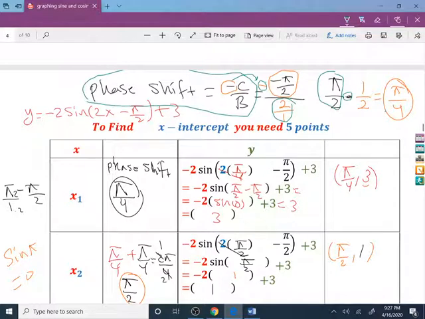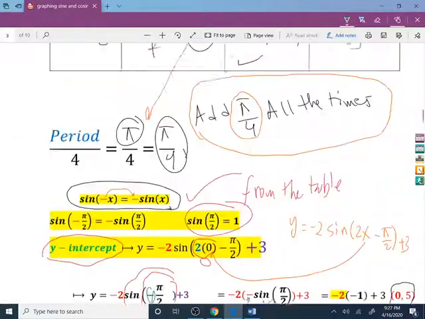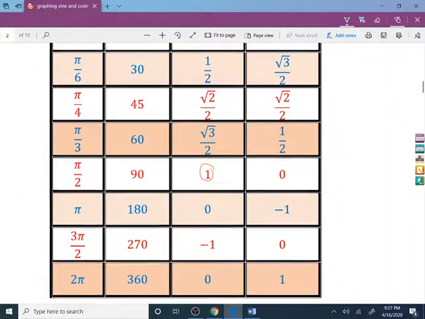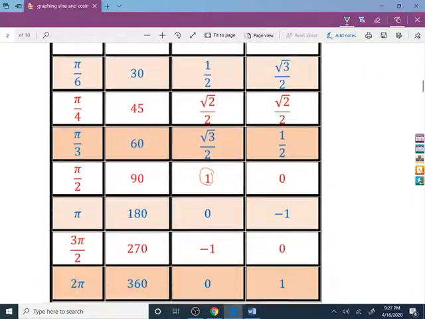Then apply it into the formula. This is the function I need to graph: y equals negative 2 sine of 2x minus pi over 2 plus 3. X is pi over 4. You see this value comes here, 2 cancels with 2. Pi over 2 minus pi over 2 is 0. Sine 0 is 0, negative 2 times 0. Sine 0 from the table. Sine 0 is 0.